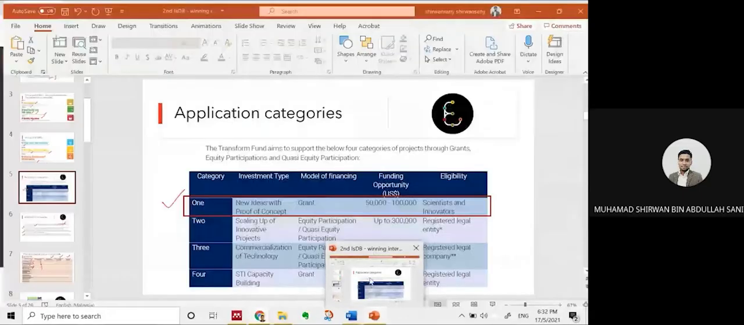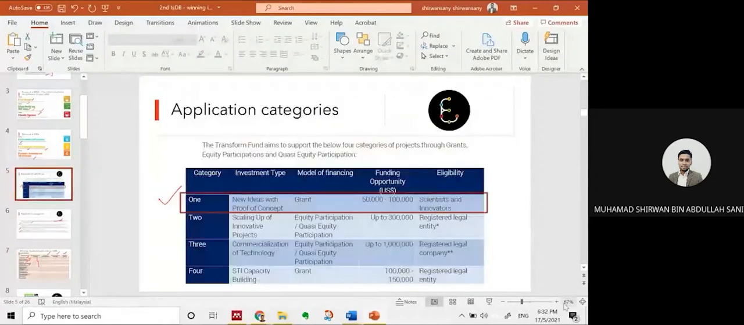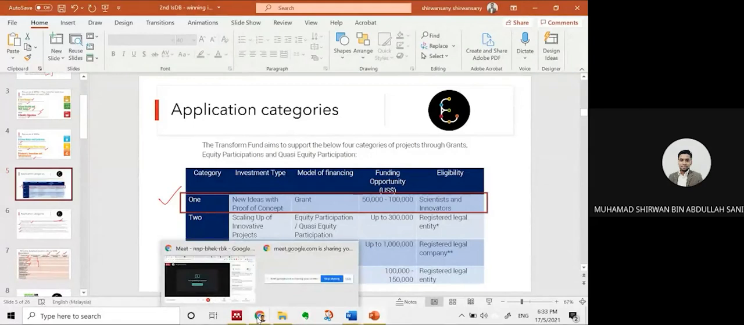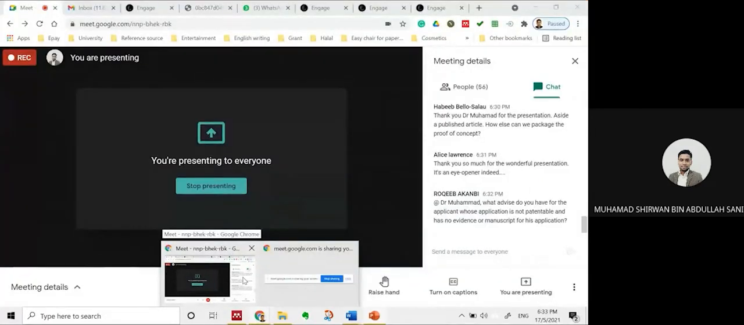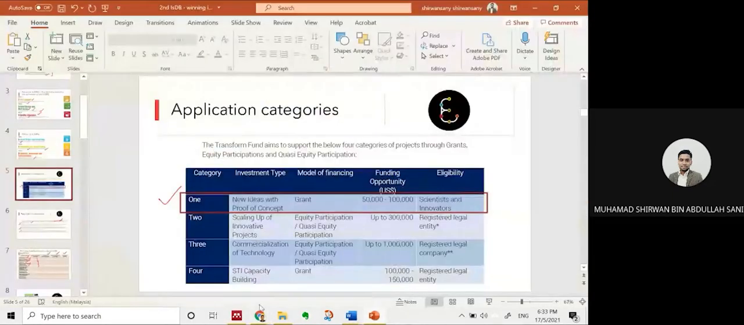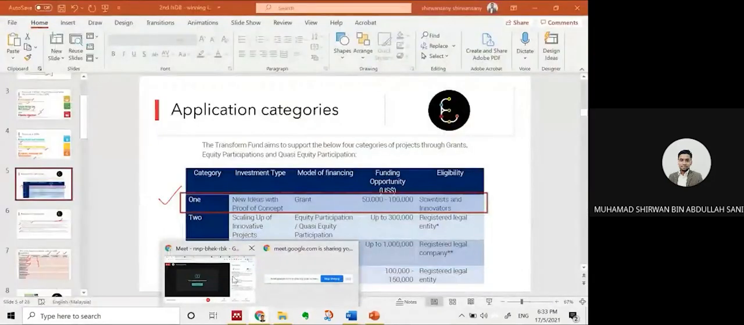Okay, for the first question, yes, if you already have your project in the pilot study, you can even go to category 2, scaling up innovation projects. You can even apply for category 1, but you need to modify your research activities to a better innovative way, for example. So either category 1 or 2 can be applied for if you have already gone to pilot studies, no problem. On the second question, I'm not very clear on that. Can you repeat it, or if possible, type it in the chat so that I can read it?